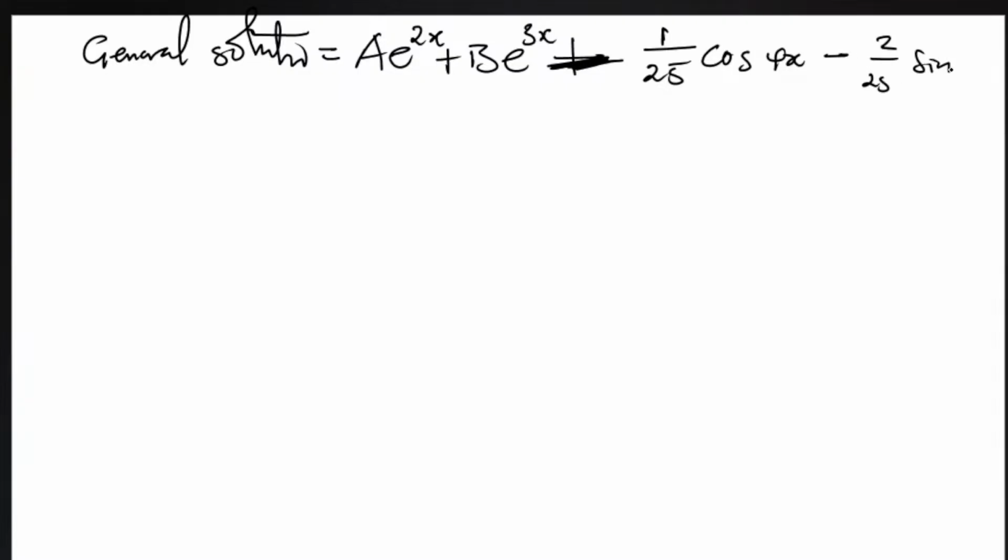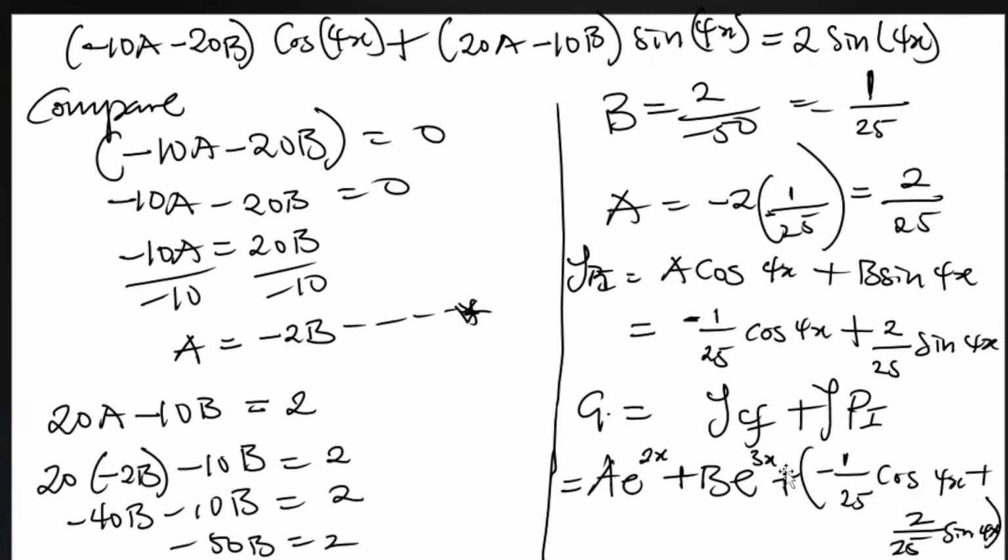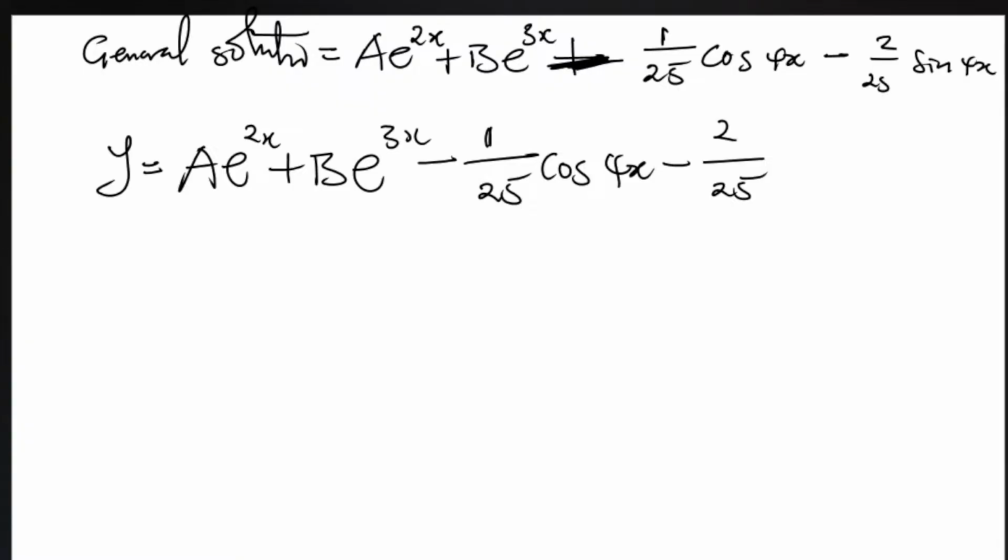25 sine 4x. So if we rewrite this equation very well, we have our general solution to be y, and y will now be equal to A exponential 2x plus B exponential 3x minus 1 over 25 cos 4x minus 2 over 25, right? Let's confirm that. And that is 2 over 25. Very good. So you have 2 over 25 sine 4x. Are we together? So this is what we were asked to calculate for.